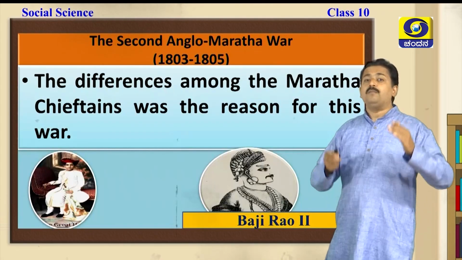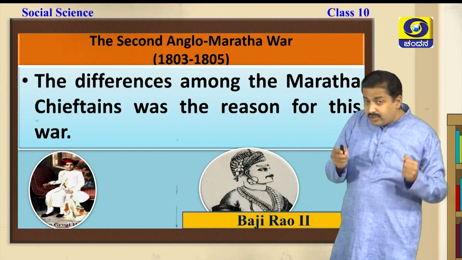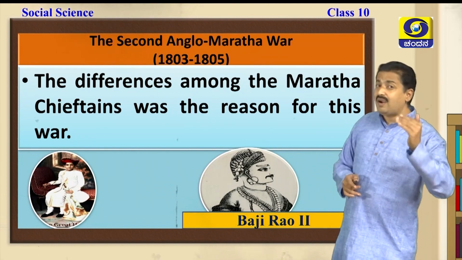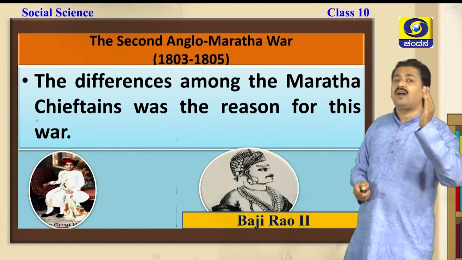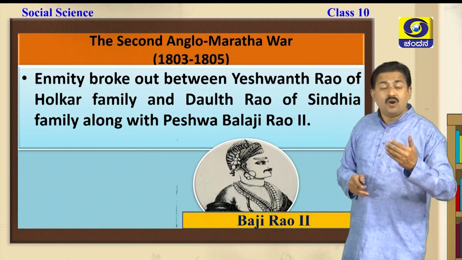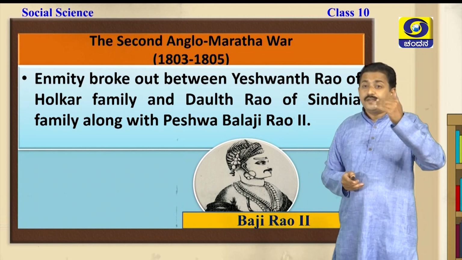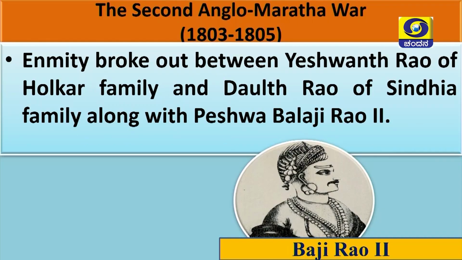At that time, the Peshwa of Pune wanted security. He wanted to secure his position. The differences among the Maratha chieftains were the major reason for the Second Anglo-Maratha War. Enmity broke out between Yashwantrao of the Holkar family and Daulatrao Scindia along with Peshwa Bajirao II.